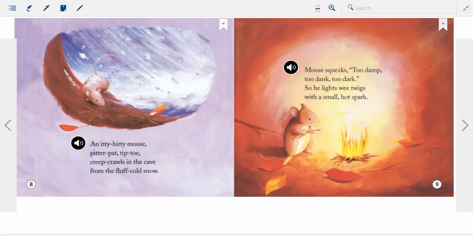Name the character on these pages. The character is the mouse. And what is the setting of these events? The bear's cave. So why does Mouse go into the cave and light a fire? Because it's very cold outside.